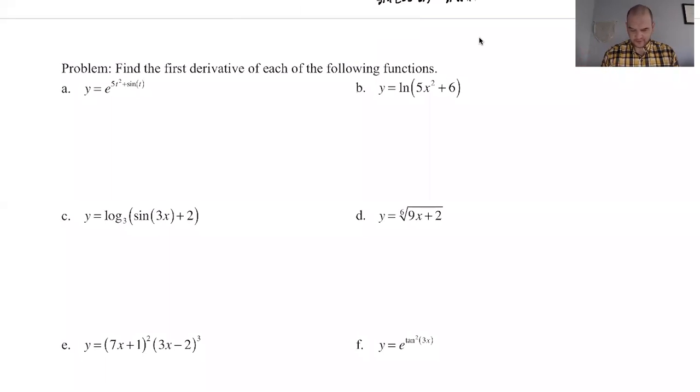All right, we're back. We are on page 5 of Notes 2 of Calc AB, and we're using the chain rule to find some derivatives. And let's see if we can keep going.